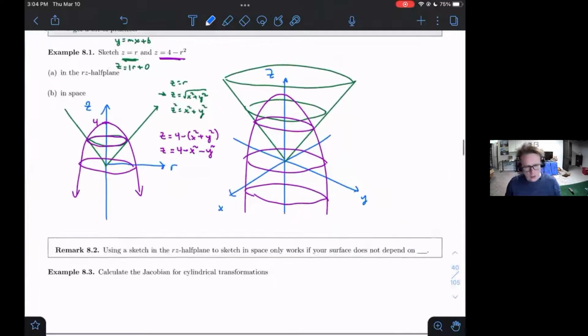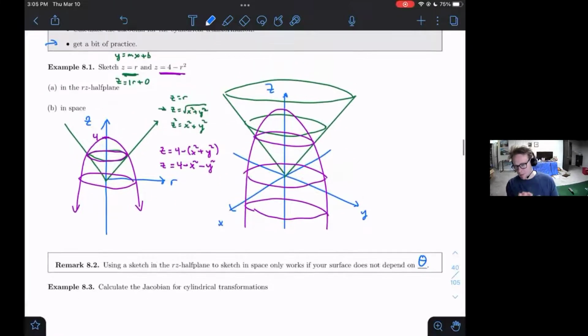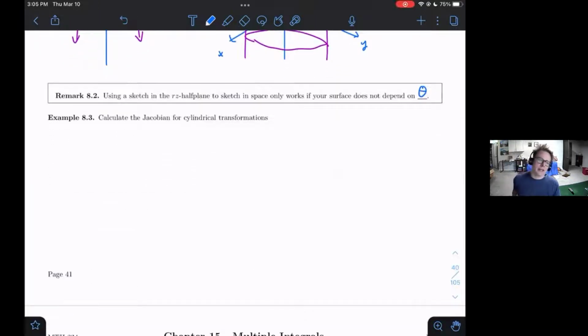And as I've alluded to several times, I really want to emphasize that using a sketch in the rz half plane to sketch in space works only if your surface does not depend on theta. You need to have this freedom with respect to theta so that you can spin it around freely. So you do have to be careful if your surfaces do rely on theta. Be careful with this. In general, it will not work. Okay. And we'll see in class many times how we can use this. Let's go ahead and continue, though.